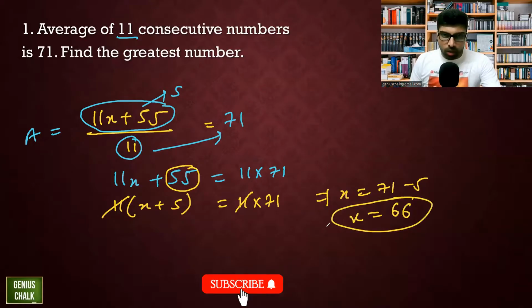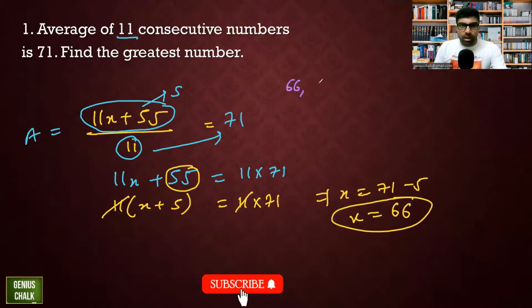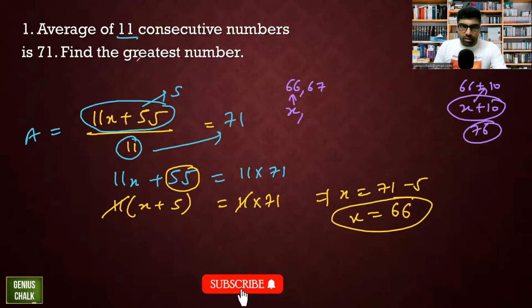Now you can complete the series. The first number is 66, then the second number is 67. So you know first number was x and the last number was x plus 10. So if first number is 66, the last number has to be 66 plus 10, and that is 76. So it is asking the greatest number. That means 76 has to be my answer.